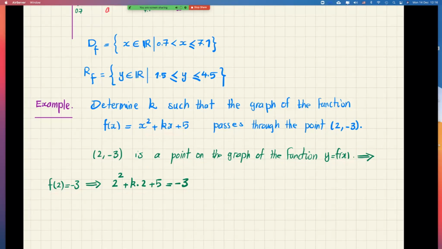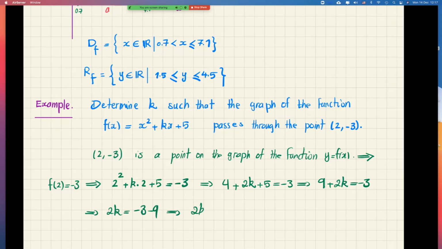Okay, and then you see that one thing is missing. Let me simplify that. Instead of 2 to power 2, I put 4. Instead of k times 2, I write 2 times k. And then I have 5, and then I have -3. Then I simplify that: 4 and 5 becomes 9, and then I have 2k, and then -3. So it means that 2k is -3 minus 9. So this means that 2k is -6. This means that k is -3. So that is the answer that you need to provide.